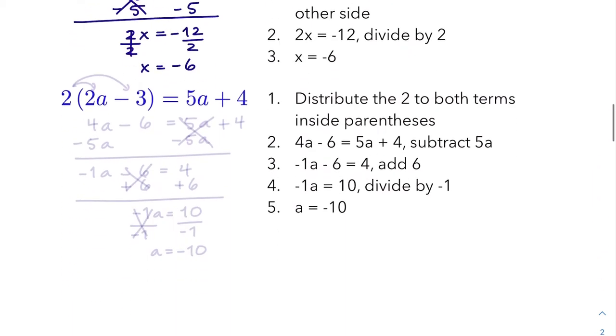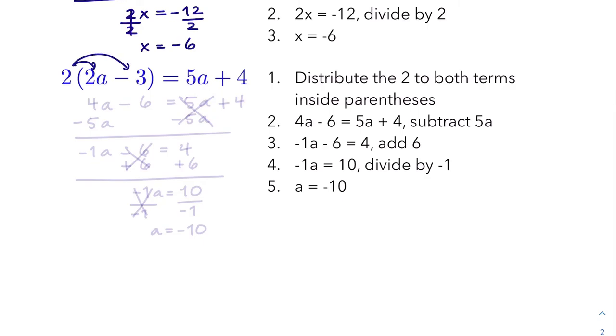In this next example, 2 is being distributed or multiplied times everything in the parentheses. So 2 times 2a is 4a. 2 times minus 3 is minus 6. And then we'll bring down everything else. Next, I'm going to start with the variables again.